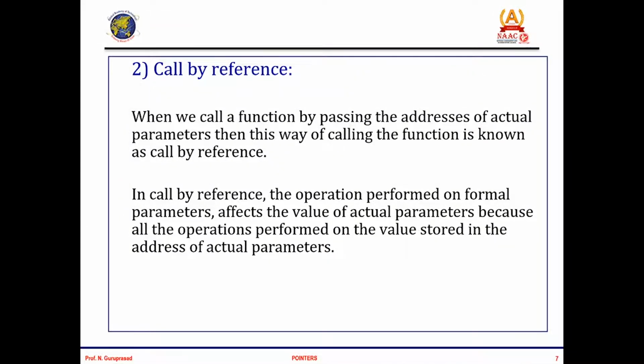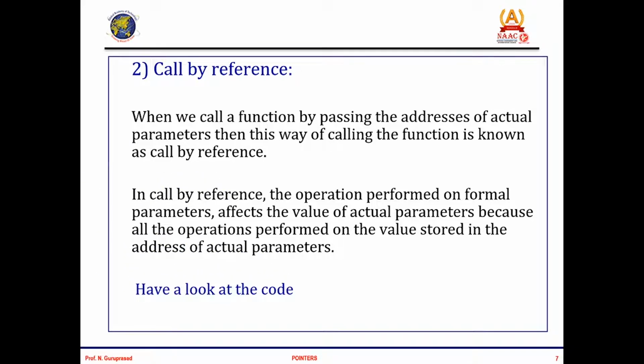Now, what happens in call by reference? In call by reference, the operation performed on the formal parameters affects the value of the actual parameters, because all the operations are performed on the value stored in the address of the actual parameters. So the thin line of difference is that in call by reference, the values of the variables in the main program will be altered, will be affected.